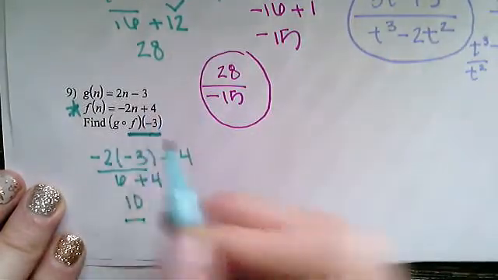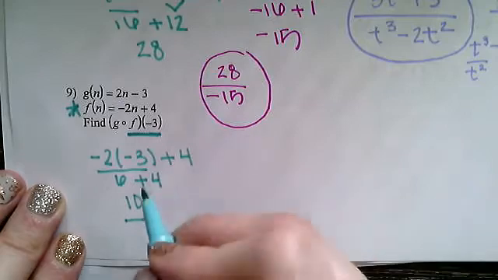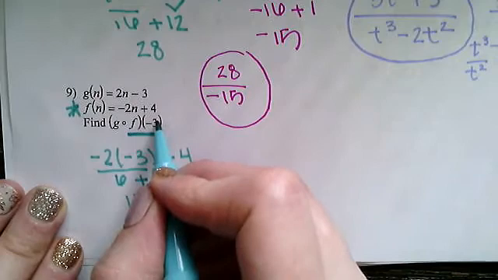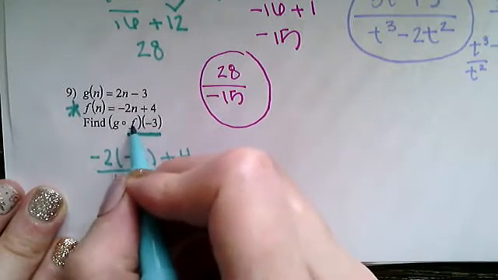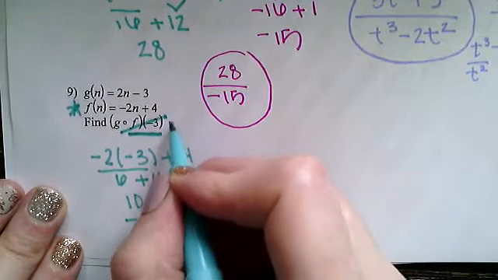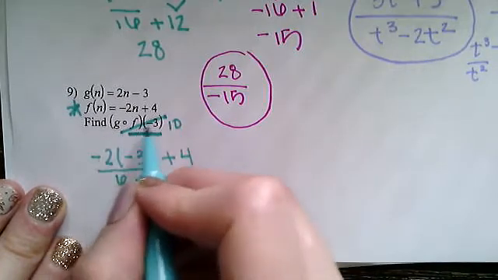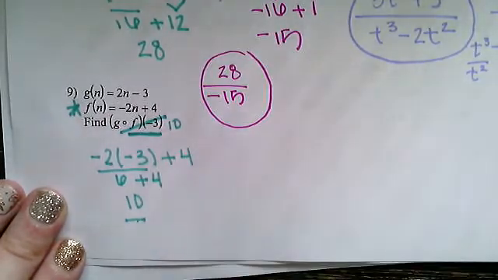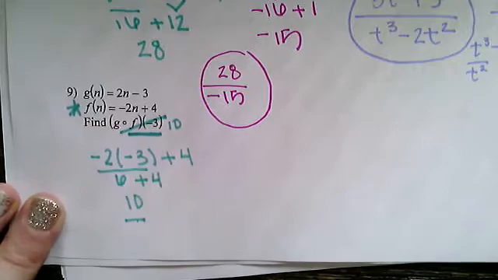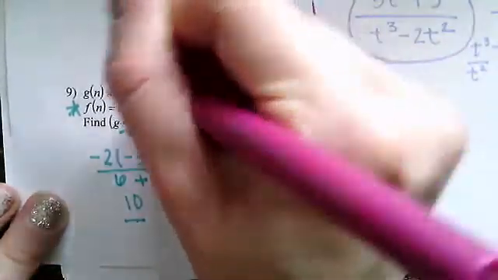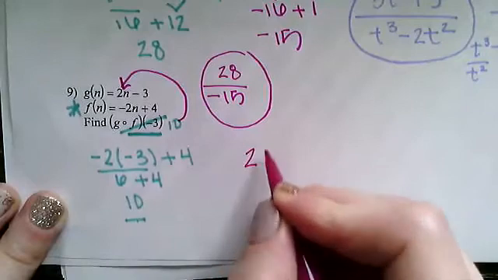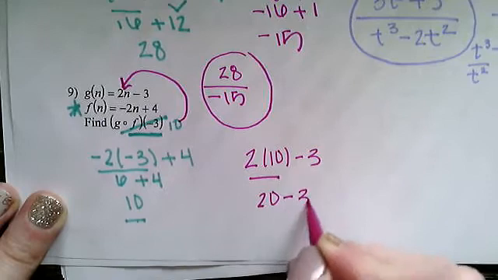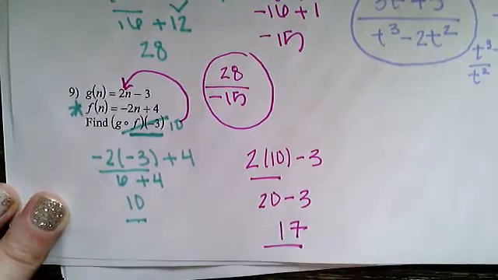Whatever answer you get for this, you're going to take it into the top equation. Because when we found f of -3, f of -3 is now replaced with 10. So we're being asked to find what is g of 10. So we're taking that 10 for our second step, and we're plugging it in to our first equation for n, which is 20 minus 3 is 17.